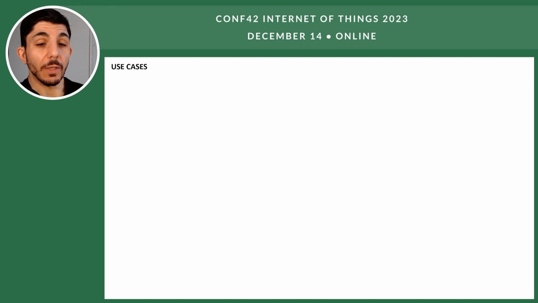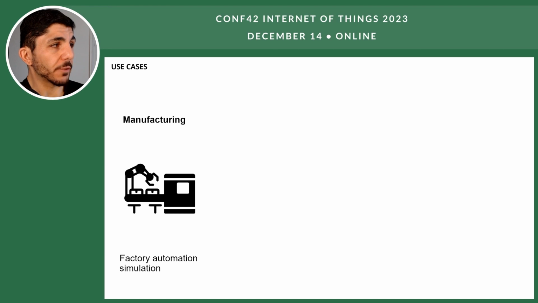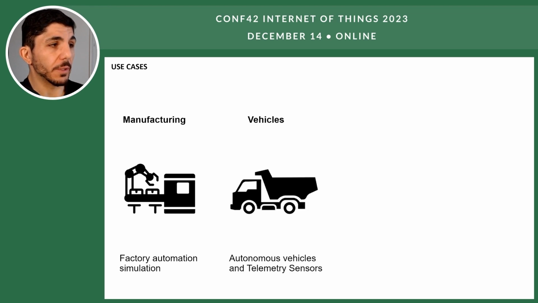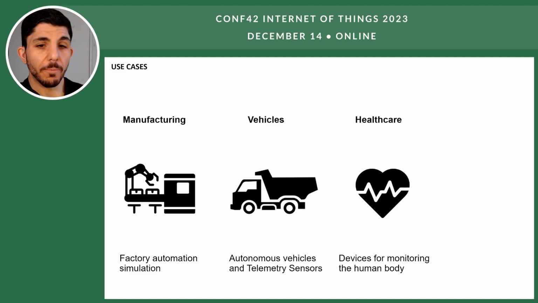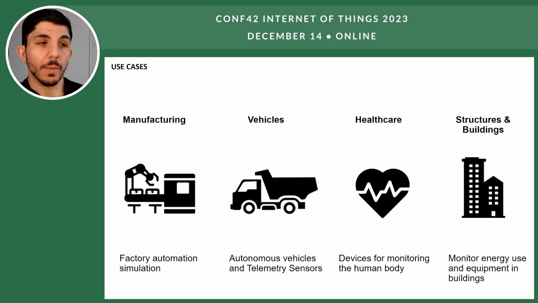And let's talk about the use cases of digital twins in the world today. There's manufacturing, factory automation and simulation. There's vehicles, tracking vehicles, sensors. Healthcare, devices for monitoring the human body, which includes something as simple as an Apple Watch or Fitbit that could track your steps or your heart rate. And then there's structures and buildings to monitor your energy use, and equipment in buildings, also useful for things like trying to track the displacement of a bridge over time to make sure it's within tolerances.